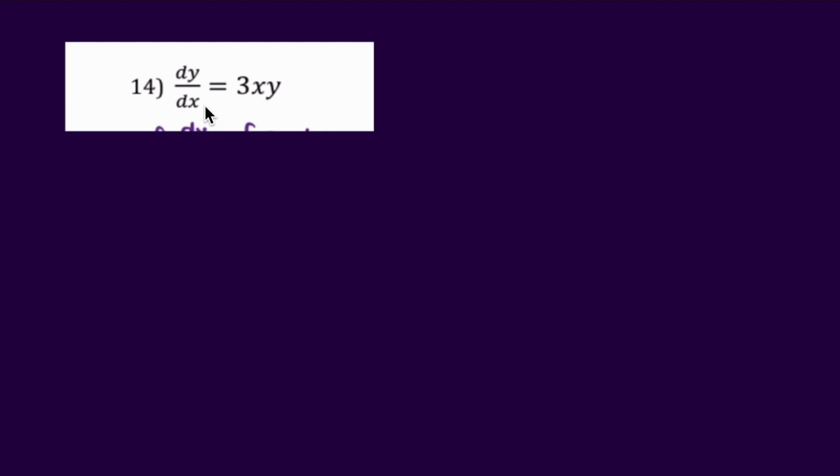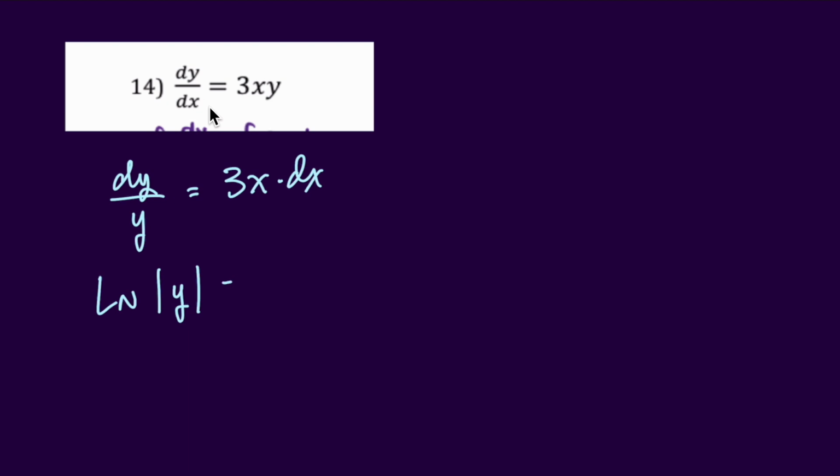In this problem, since the dy is on top, we're going to be solving for y. So let's multiply both sides by dx and divide by y. That will yield dy over y equals 3x times dx. We're going to take the integral of both sides. We're going to get natural log of y equals, we're going to add 1 to that exponent and divide by the new exponent. Okay, to solve for y, we're going to use Whirlybird.